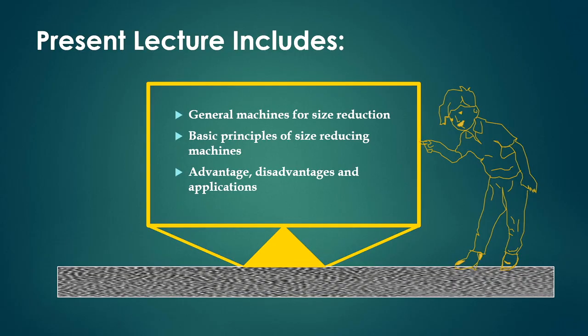We are discussing solid fluid operations. In the previous lecture we were discussing the mechanism of particle size reduction under the module of size reduction. In this lecture we will try to learn about the general machines used for size reduction in industry. Here we will discuss the general machines for size reduction, the basic principles of size reducing machines, and their advantages, disadvantages and respective applications.